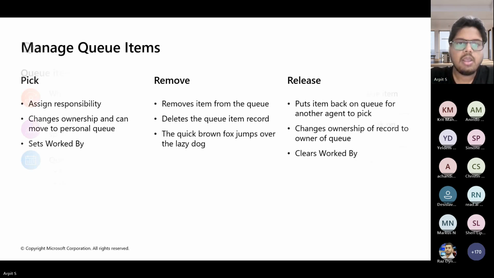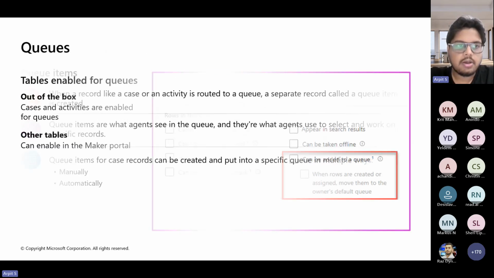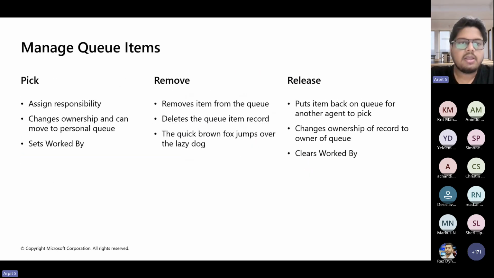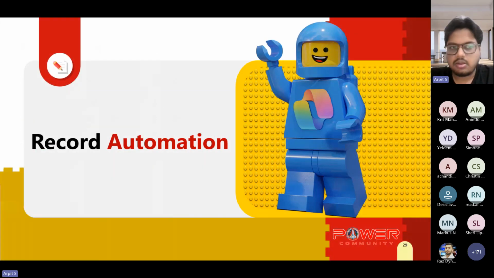All right. So I was also talking about the queue features. Whatever tables are enabled for queues, all the out-of-box tables like cases and activities are enabled for queue. So if you have this setting enabled on a table, only then will you be able to add the item to a queue. Okay, so if you are creating a custom table, you need to ensure that this option is checked.